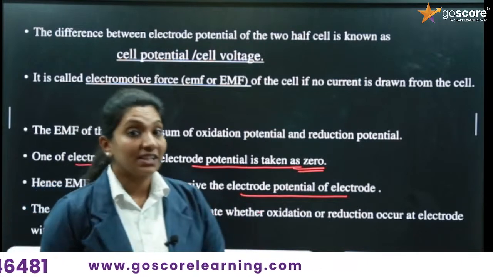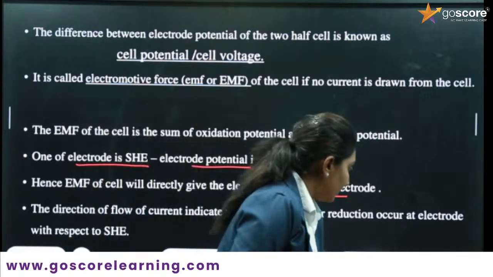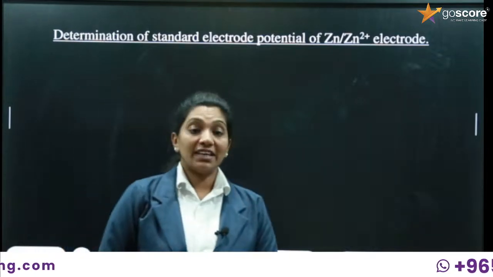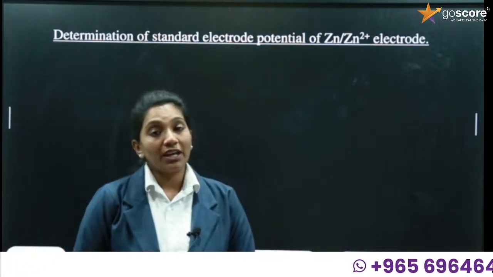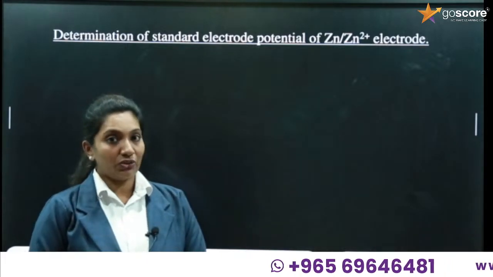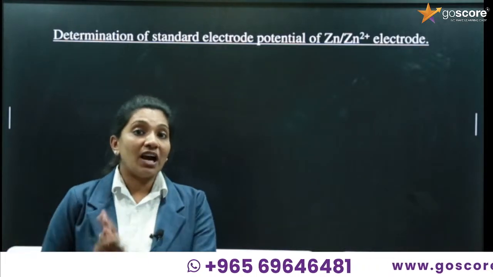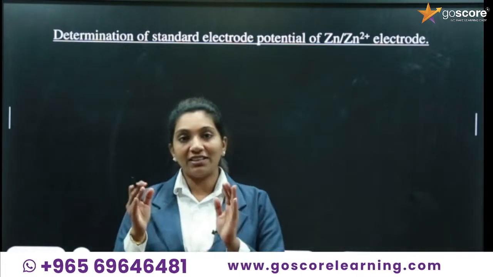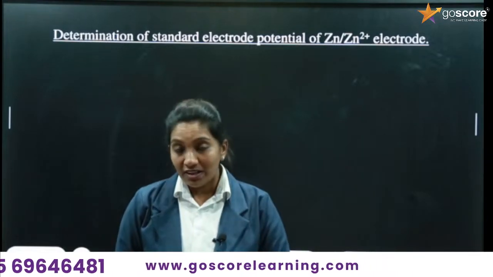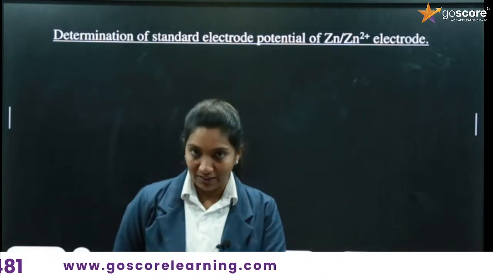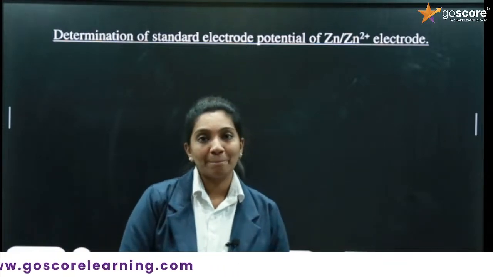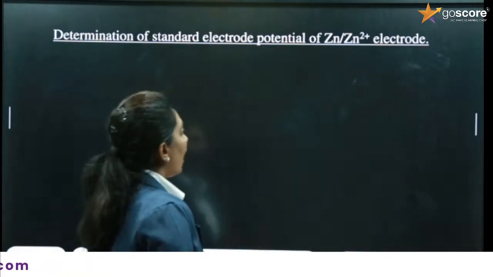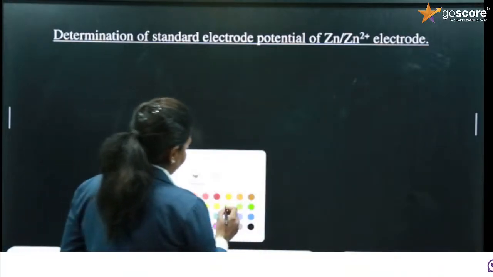You will get this concept clear by explaining the example, that is, we are going to find out the standard electrode potential of zinc electrode. Okay, here we want to find out the electrode potential of zinc electrode. So what we will do, we will take the half cell as the zinc metal dipped in its salt solution. We will take the zinc sulfate solution and we will dip the zinc metal, that is our half cell. The second half cell will be the standard hydrogen electrode. Okay, let's see how we will connect it.